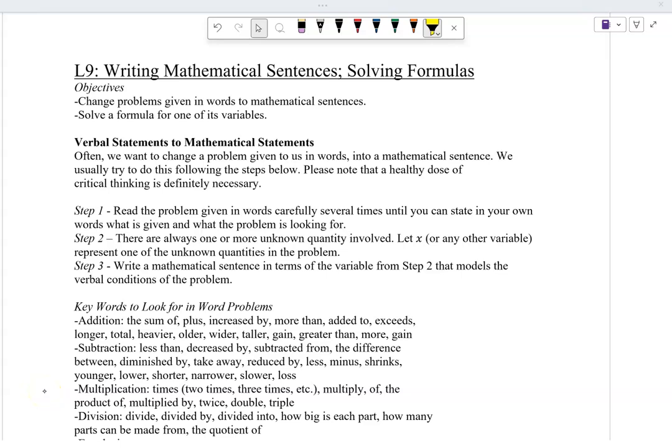Hey, welcome back to your favorite technical math class. We're going to take a look at writing mathematical sentences, taking verbal statements into mathematical sentences, as well as solving some formulas.